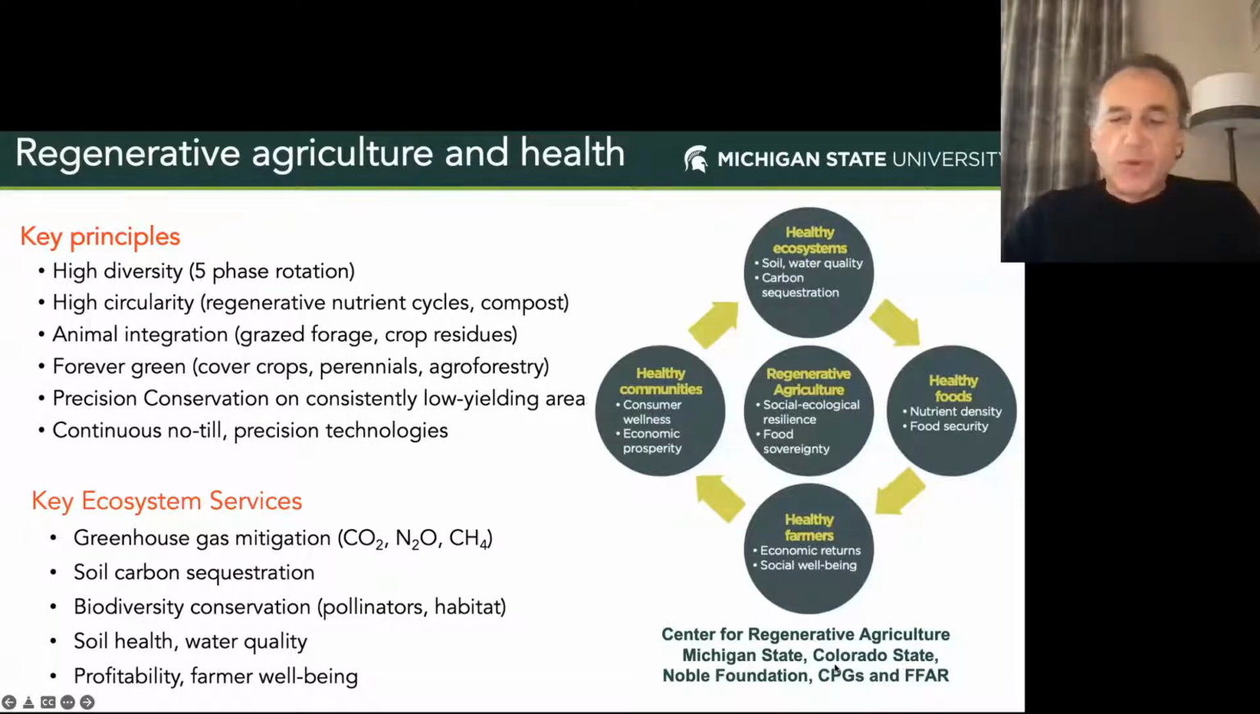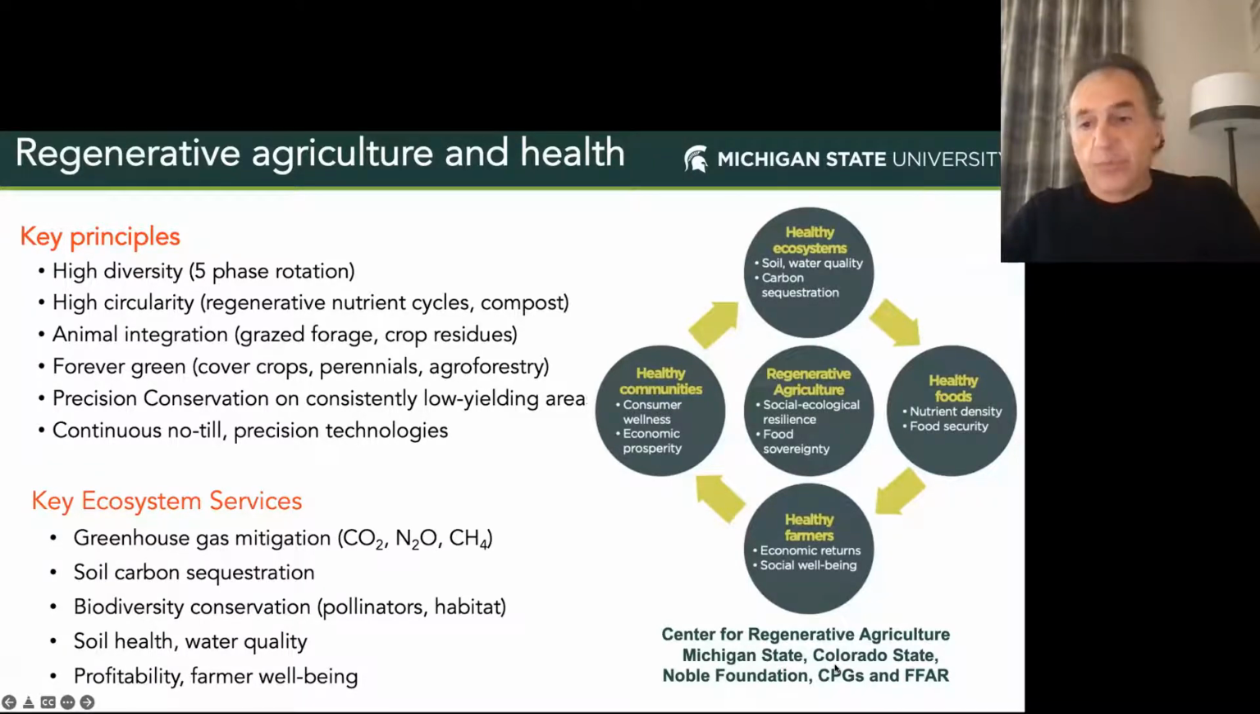Cover crops and perennials play a critical role in building soil health and stability of aggregates and soil organic carbon. I will also touch upon precision conservation and the possibility of managing constantly low-yielding areas with some alternative land use. And we all hope, again, to minimize disturbance to soils and use more advanced digital technologies.